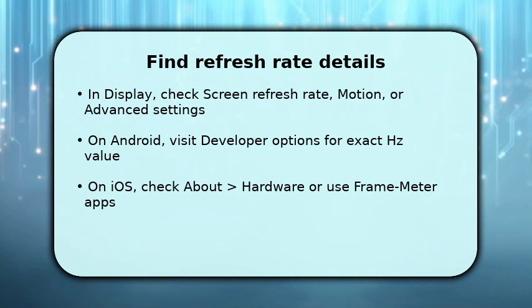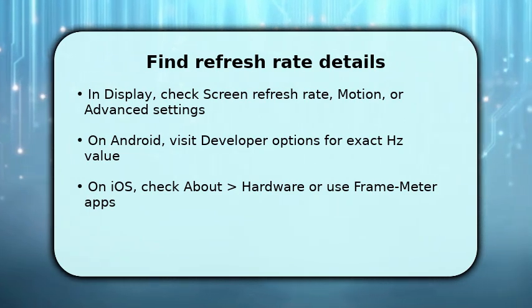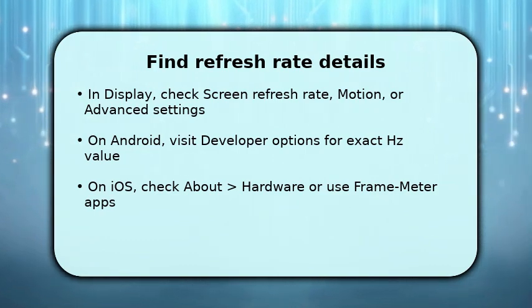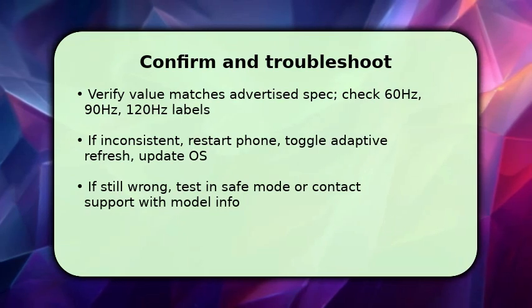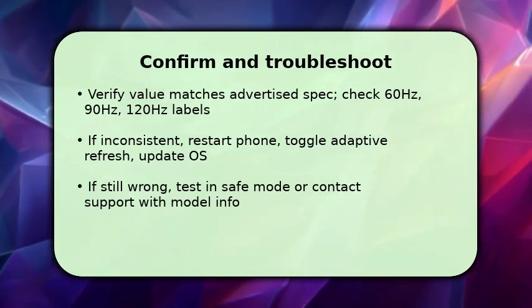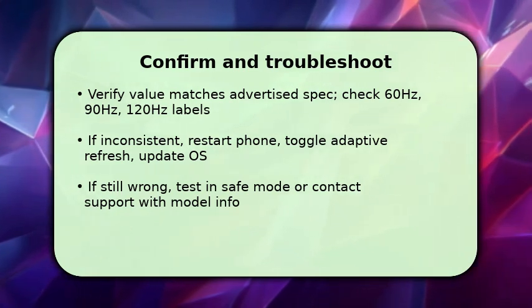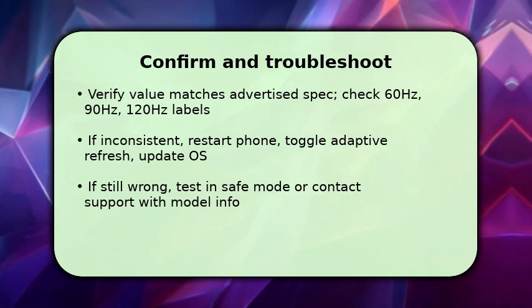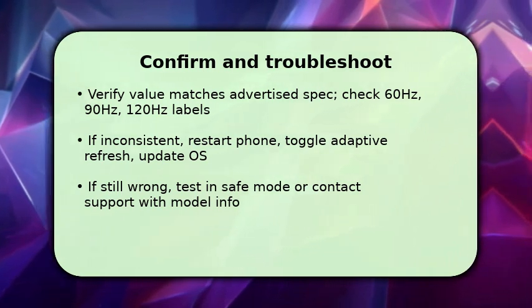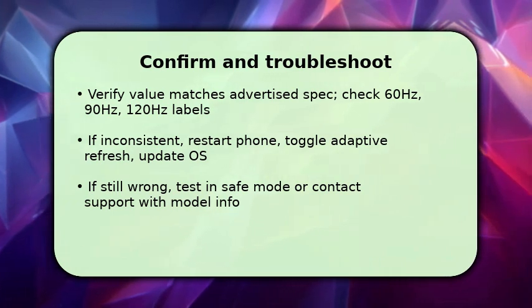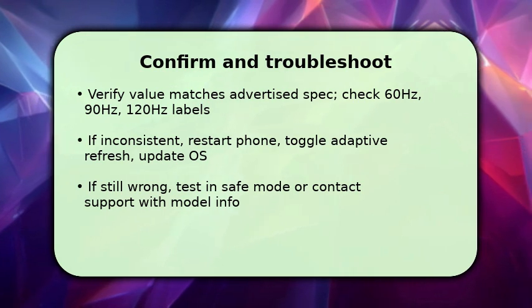Take a moment to compare the value shown to your advertised spec, so you know if the phone is behaving as expected. Finally, confirm the displayed value matches your phone's advertised spec, 60Hz, 90Hz, 120Hz, or adaptive ranges. If it doesn't, restart the phone and toggle adaptive refresh or the fixed refresh option. An OS update can also restore correct reporting.